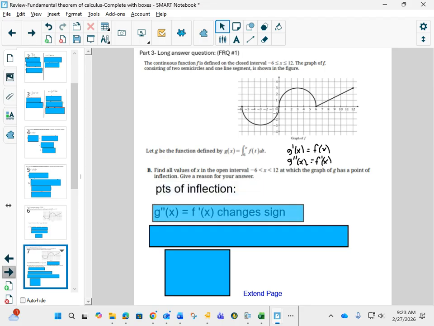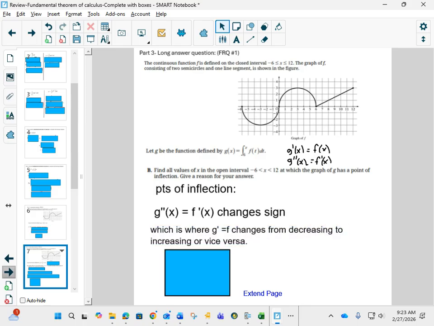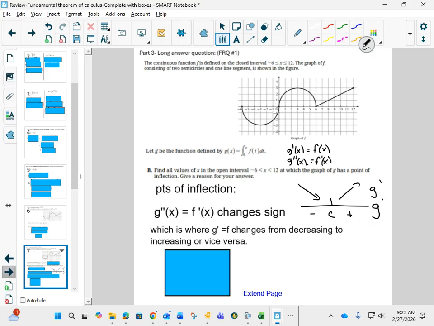Points of inflection: g double prime of x, which is equal to f prime of x, has to change sign. Has to go positive, negative, or negative, positive. Which is where g prime, equal to f, changes from decreasing to increasing. Okay? So in other words, if we had g double prime and we had some point c and it changed sign from negative to positive, that would tell us on g prime that we're going from decreasing to increasing.